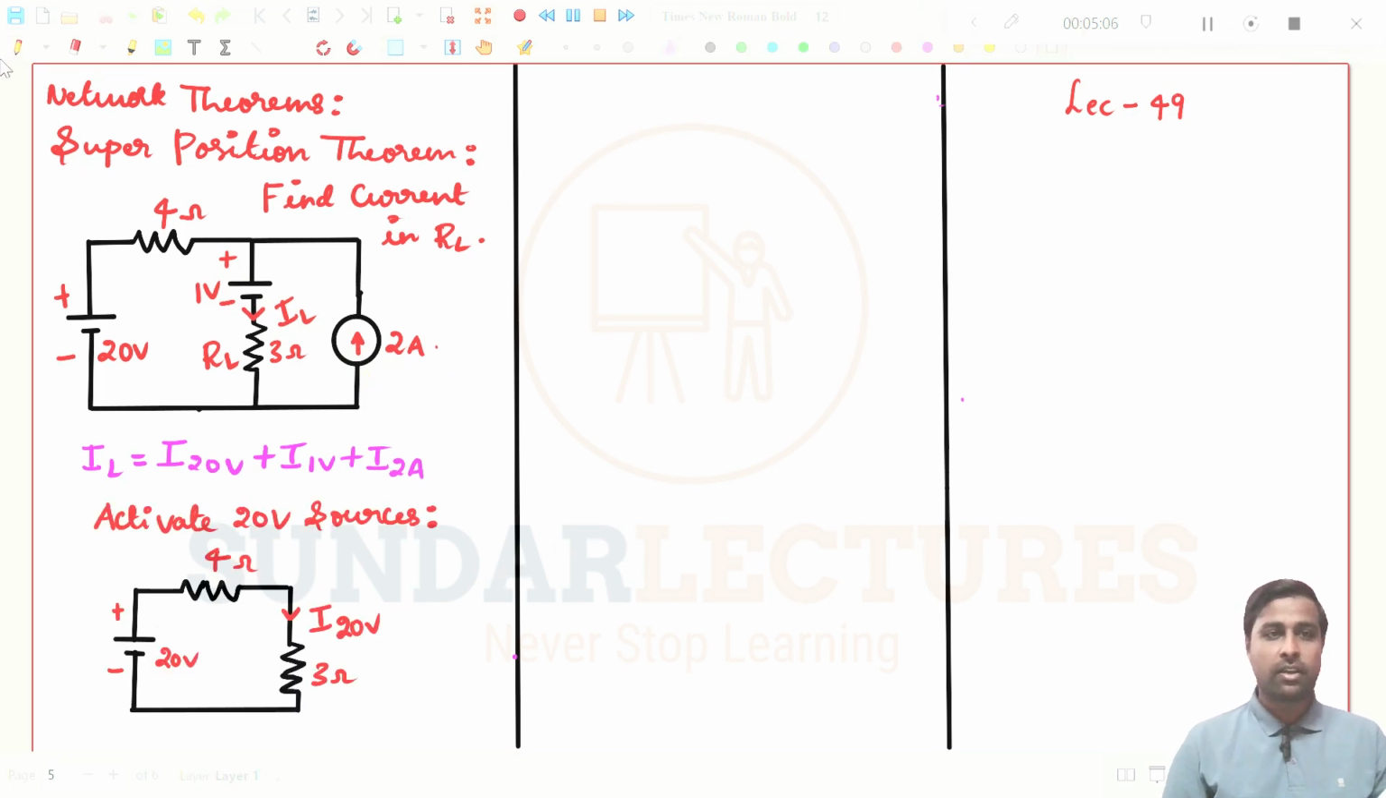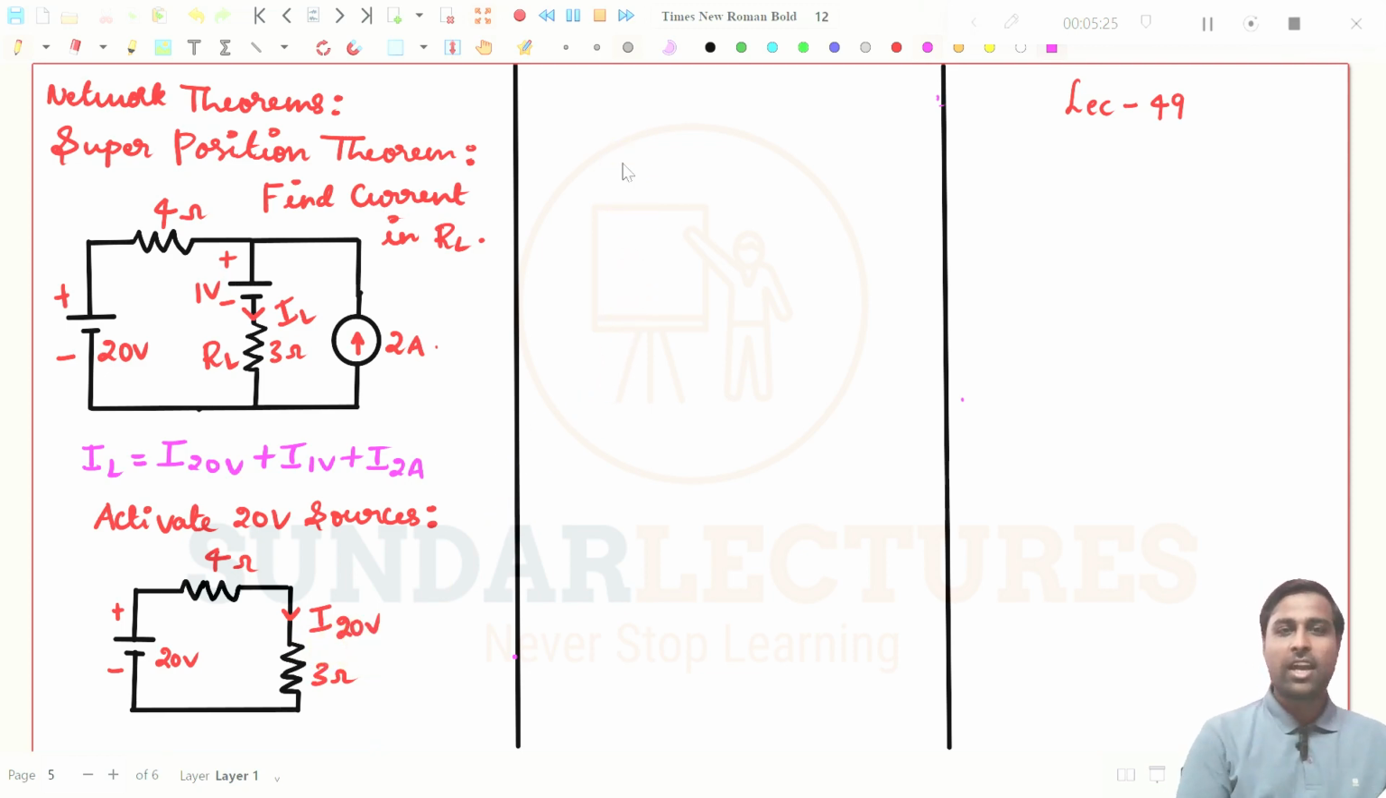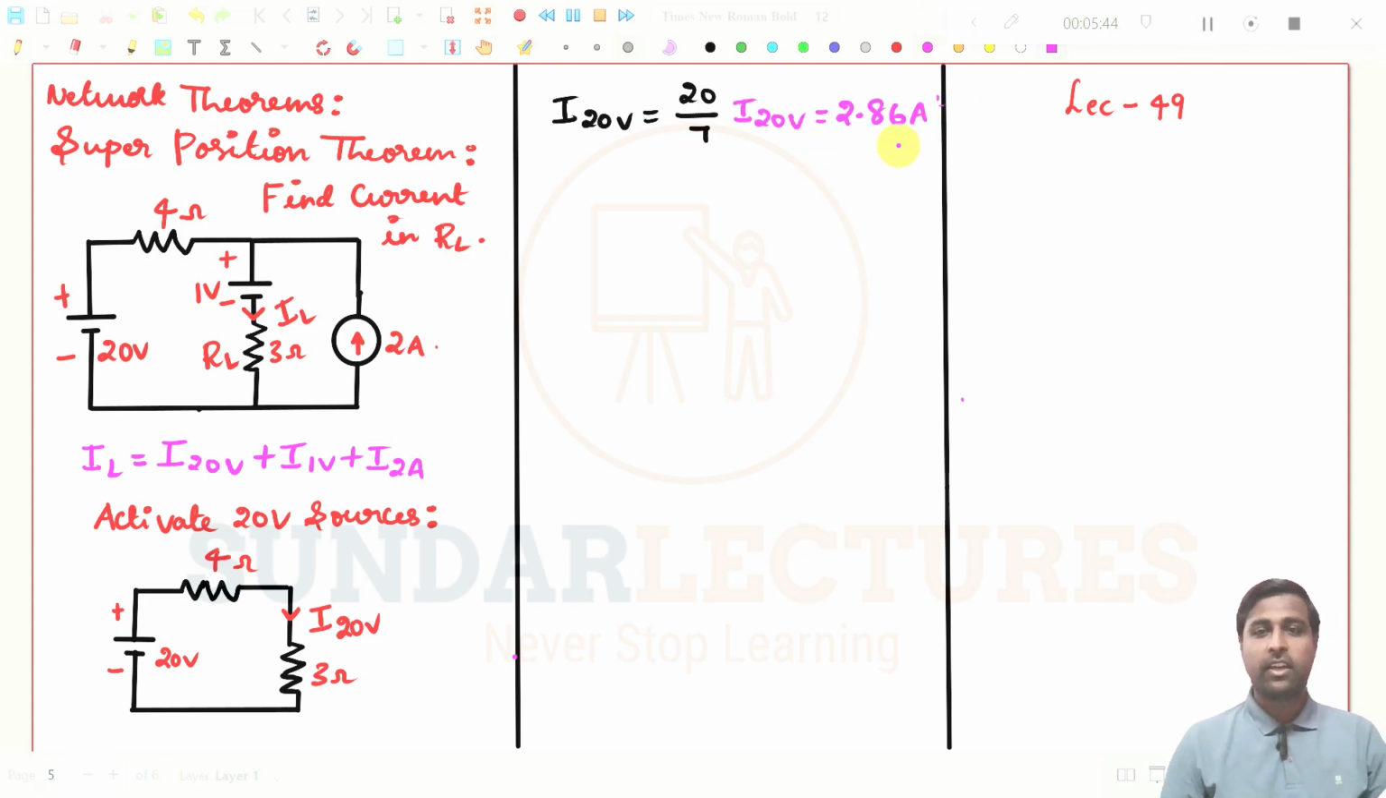See, I have drawn the diagram. I have only activated the 20 volt source, and I have deactivated the 1 volt and 2 ampere sources. Now you need to find the current through this 3 ohm resistor, and I have written it as I by 20 volt. It is very simple, right? This is a single loop problem. So I by 20 volt is equal to 20 by 7, that is, 20 volt divided by the total resistance, which is 7. If I simplify this, I get 2.86.